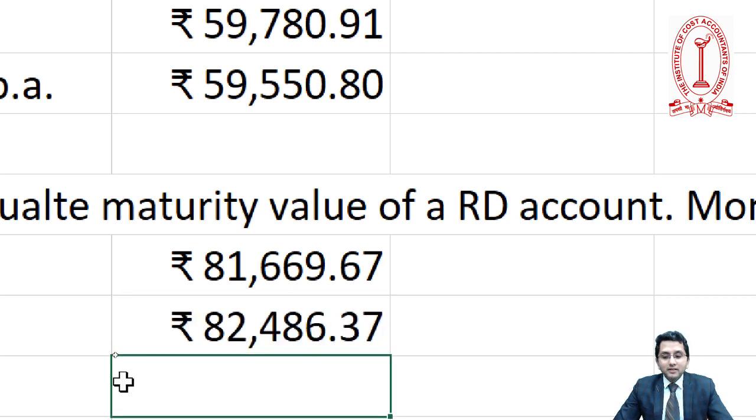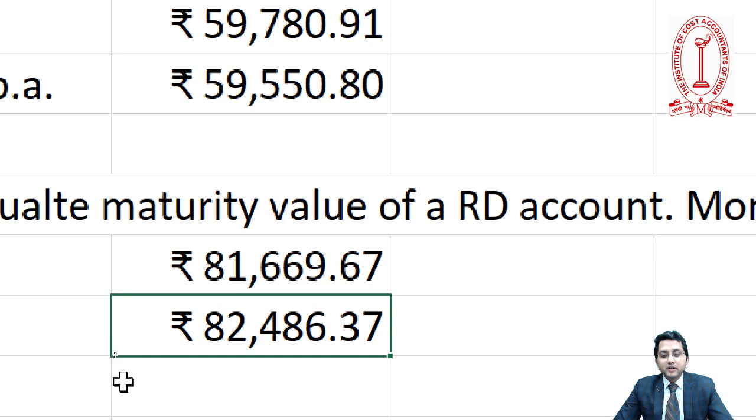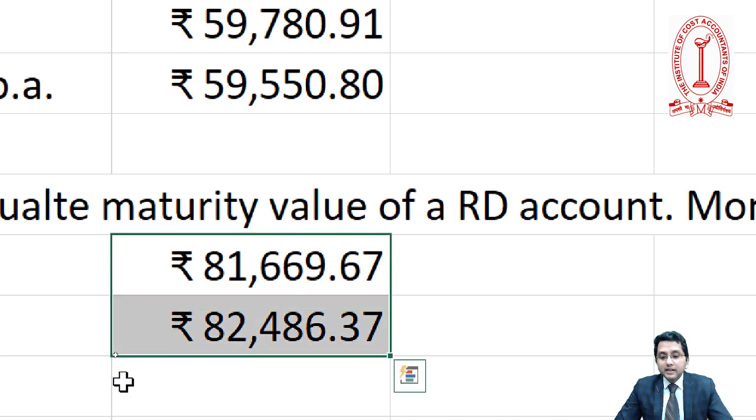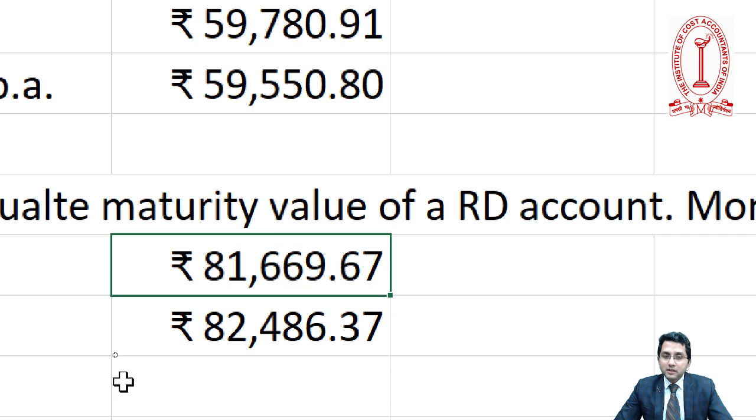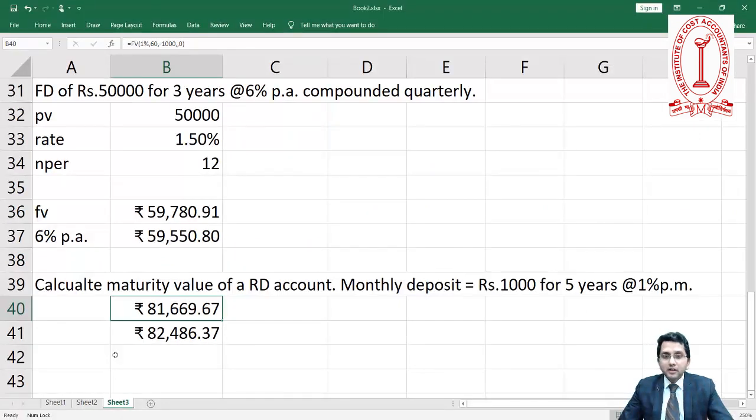Then I press enter and my recurring deposit value will be 82,000. See, it is more than 81,000 because end of the month is delayed deposit, beginning of the month is faster deposit, and if I am making beginning of the month deposit, I'll get more maturity value. So this is how in the future value function you can use PMT.